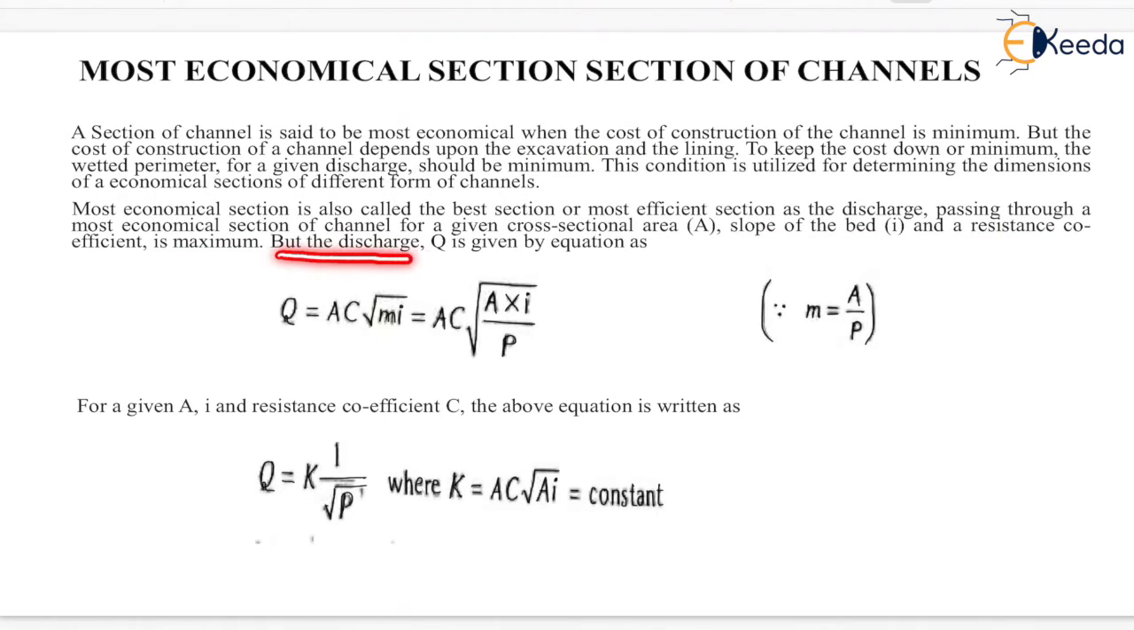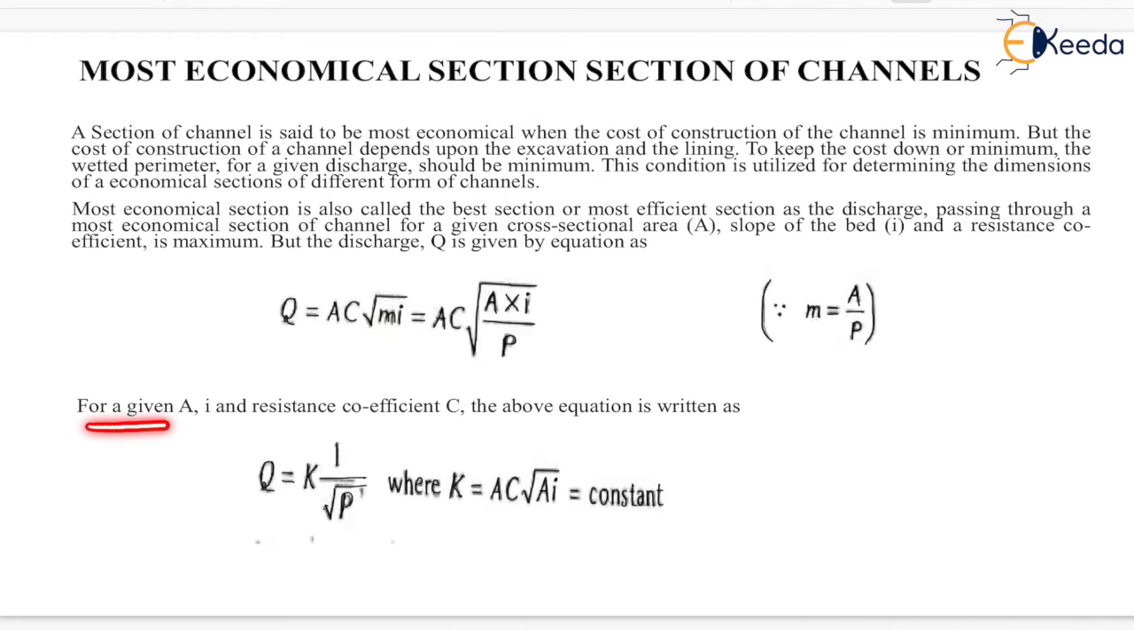But the discharge Q is given by equation as Q equals to AC under root mi. Now we know that the value of m is A by P, that is wetted area upon wetted perimeter. So it will be equals to AC under root A by P into i, which is shown here.